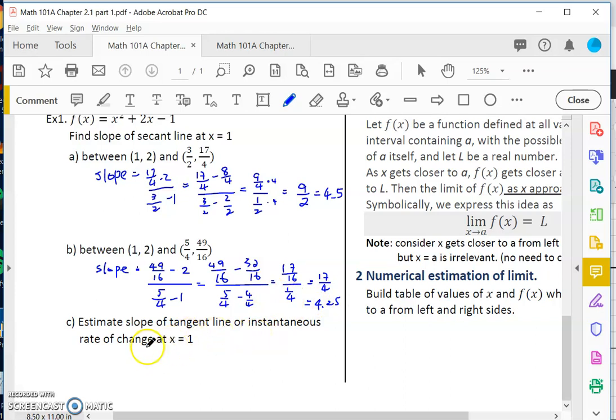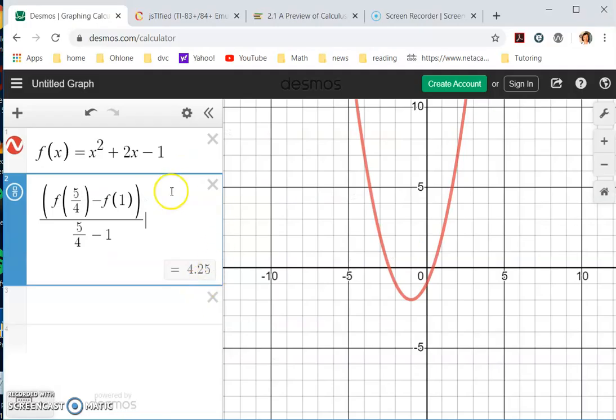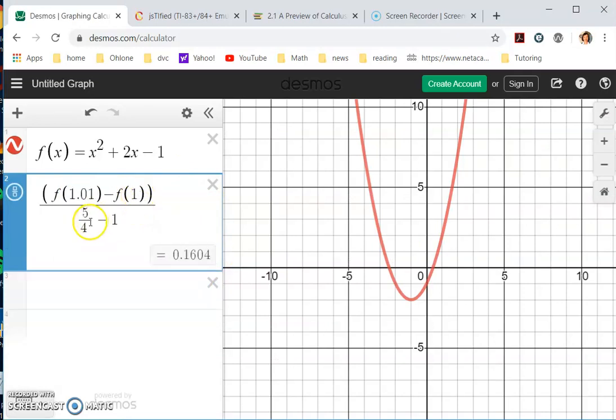So let's choose a point that is really close to x equal to 1. Maybe we'll choose 1.01, and f of 1.01 is the point 1.01 comma something, right? So you will use one that is really, really close. So the slope would equal, let's use decimals now because these are a little harder, instead of 5 over 4, I would say f of 1.01 minus f of 1, and the bottom would be 1.01 minus 1. Oh, it's 4.01, right?